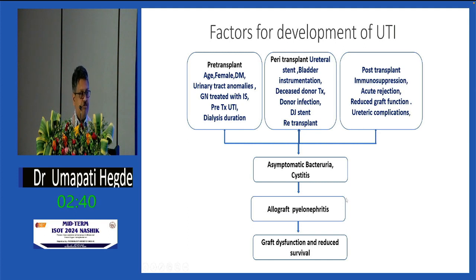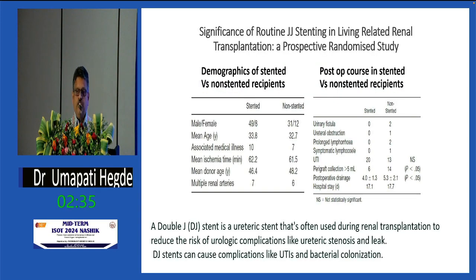And when you have graft pyelonephritis, in the long term it is a problem for graft survival. Whether the stent is required depends on the complications; if the bladder is good, you may not require it. It is the surgeon's decision whether to use a stent or not. In some patients where the stent was not used, the perigraft collection and the drain output were very high. So a stent is often used when you have a complicated bladder or a longer duration of dialysis, and it may increase the chances of urinary tract infection or colonization, but if you remove it in a timely manner, it may not cause any problems.